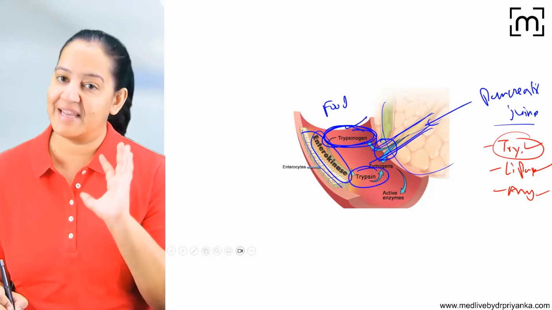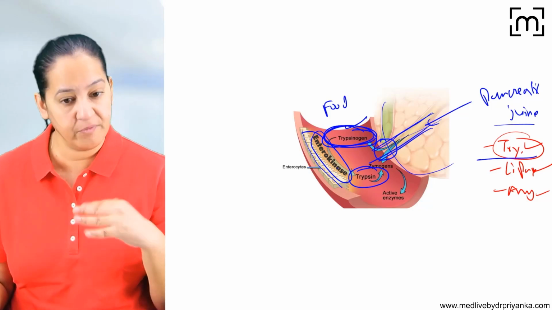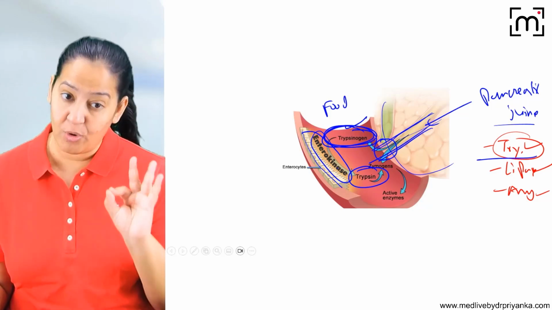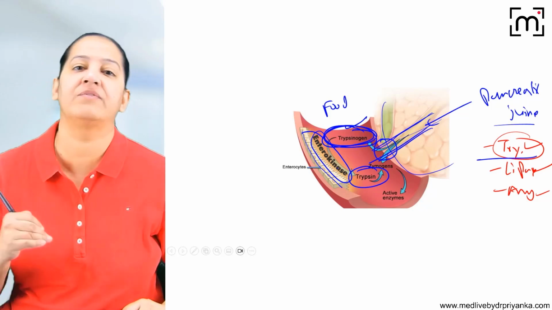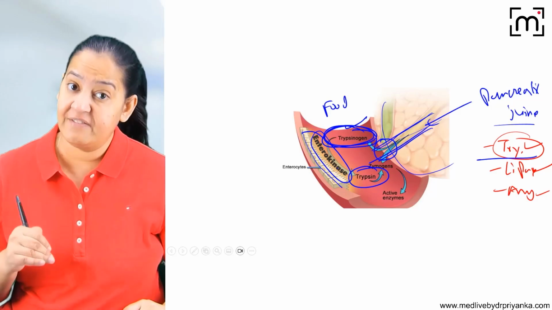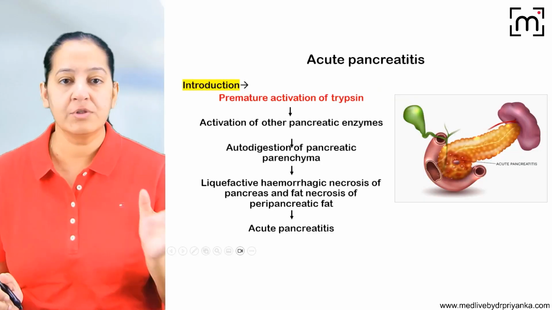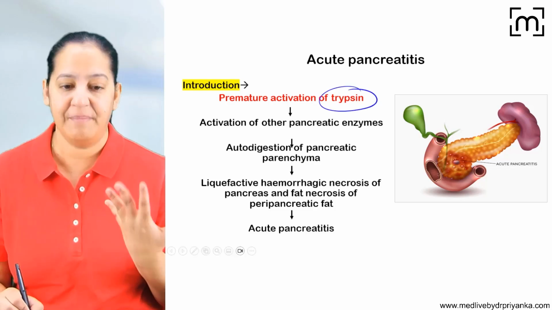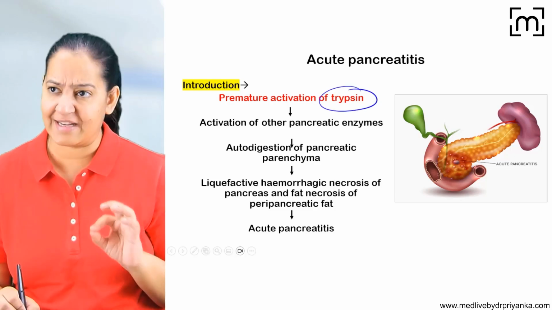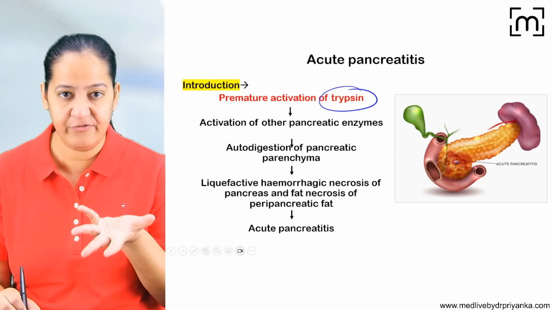So trypsin is inactive. Trypsin is in the form of trypsinogen. It is inactive. It only gets activated when it comes into the lumen of the intestine, and it gets activated by enterokinase. So this normally happens when we eat food. So we have trypsin, but it is inactive. It gets activated only by enterokinase whenever we eat food.